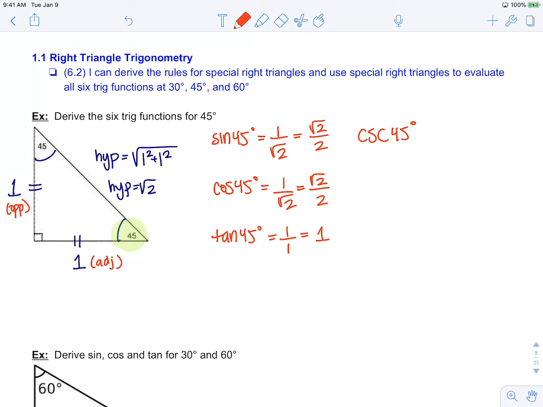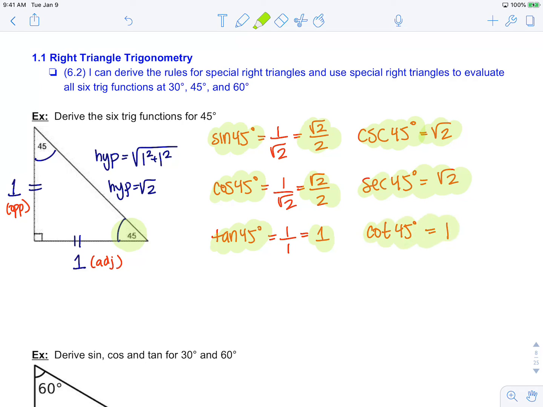Cosecant 45 degrees is the reciprocal of sine, square root 2. Secant 45 degrees is the reciprocal of cosine, square root 2. And cotangent of 45 degrees is the reciprocal of tangent, 1. So these trig ratios you ultimately do want to memorize. But if you don't memorize them, you can always derive them.